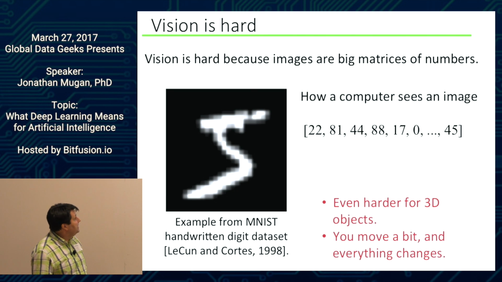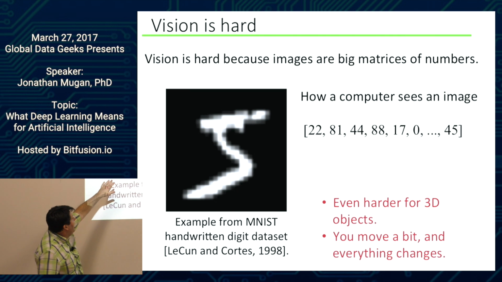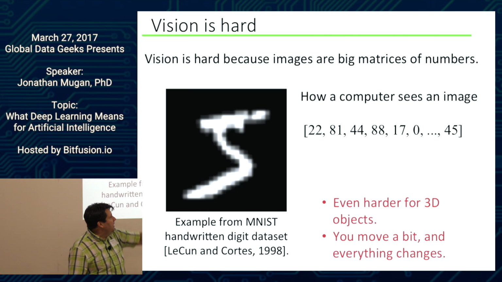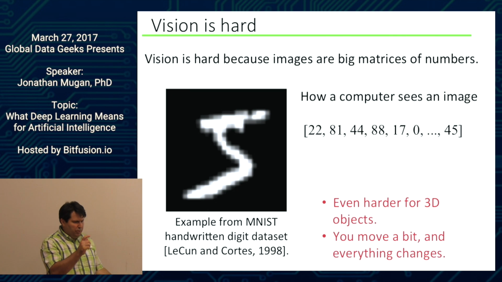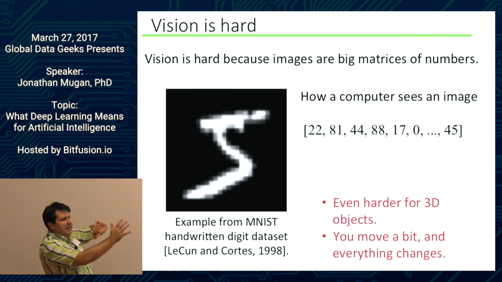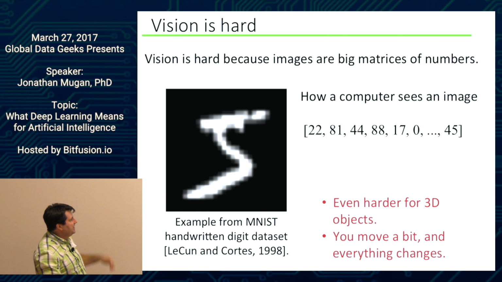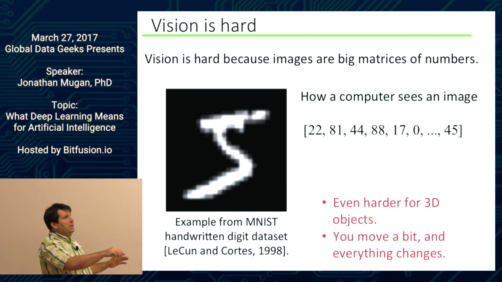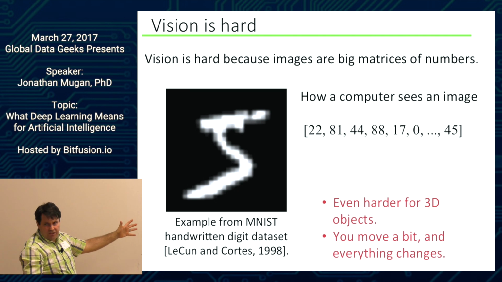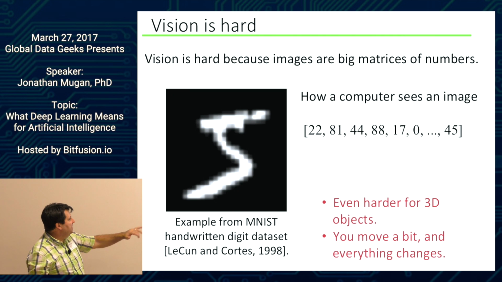So computer vision is surprisingly hard. This is obviously a 5 to us, but a computer just sees vectors and numbers. If you're looking at a chair and you move just a little bit, the whole matrix changes, because what you get is an RGB value for each pixel, or even in black and white, 0 to 255. So if you move a little bit or the light changes a little bit, the whole matrix changes. And that's why vision is so hard.